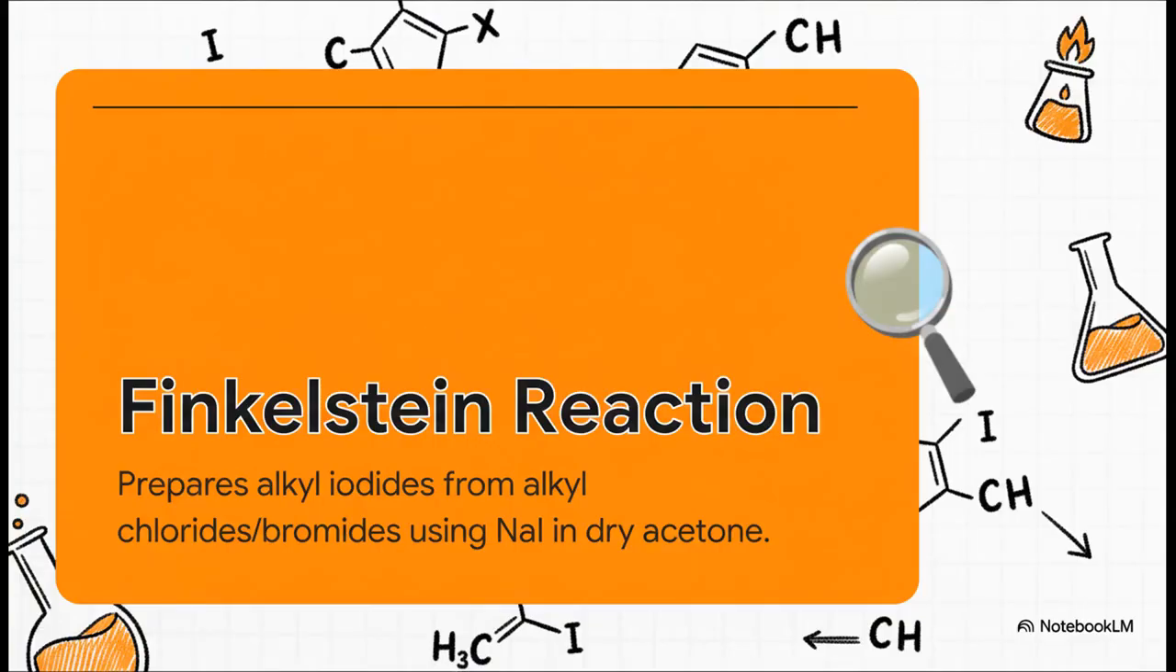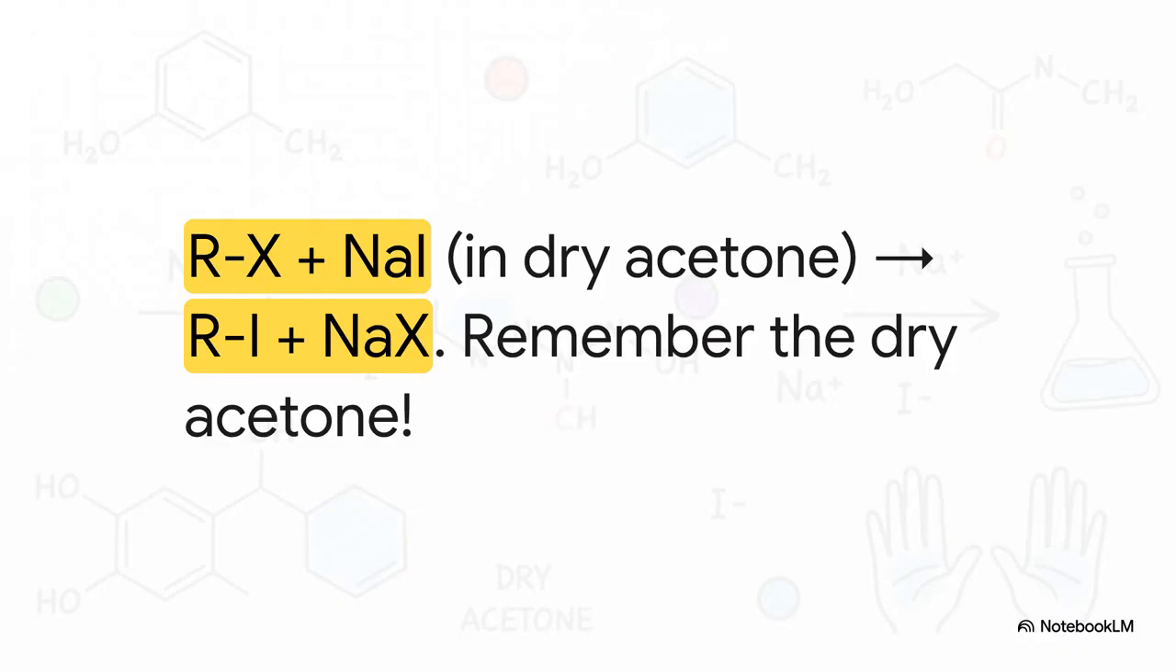First up, we have the Finkelstein reaction. Just think of Finkelstein as this super specialist doctor for making alkyl iodides. If you ever need to put an iodine atom onto an alkyl chain, who do you call? You call Dr. Finkelstein. And here is his special prescription. You take an alkyl halide, you react it with sodium iodide, that's NaI, and, this is the most important part, listen carefully, in dry acetone. You absolutely must write dry acetone in the exam to get those full marks. And your product? Your lovely alkyl iodide.